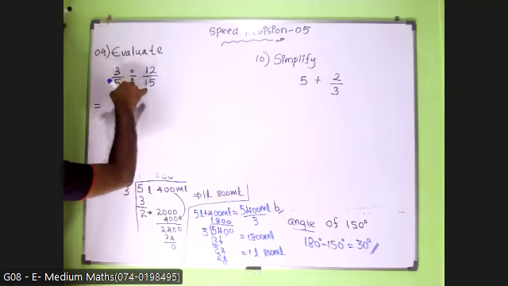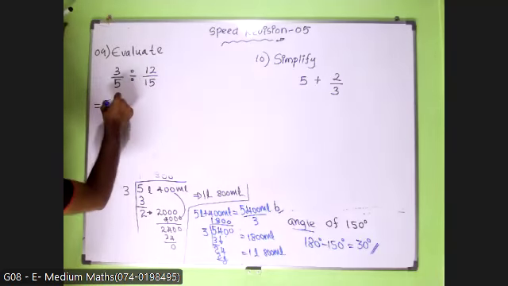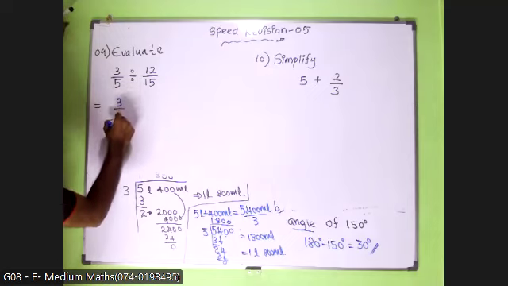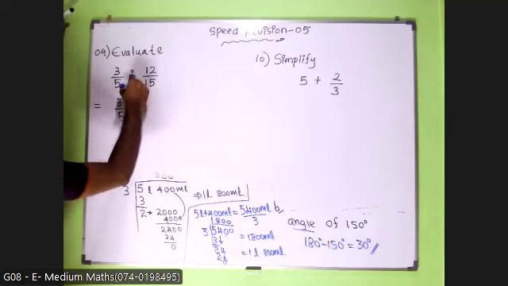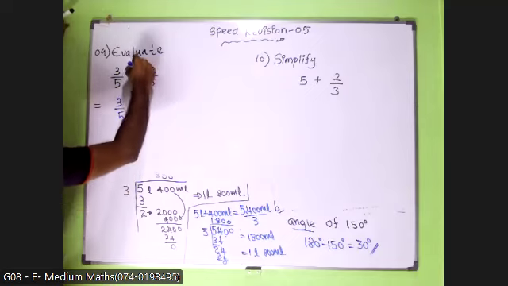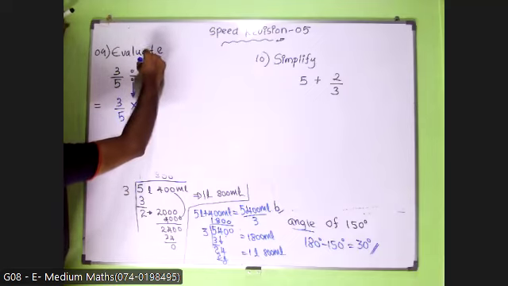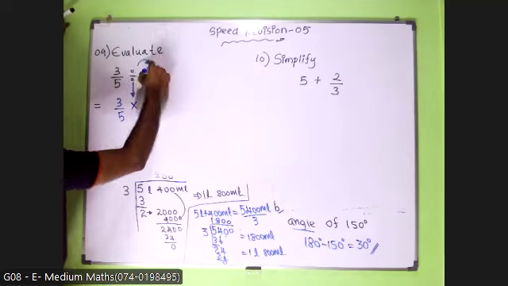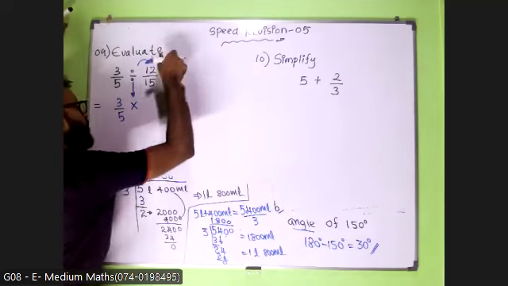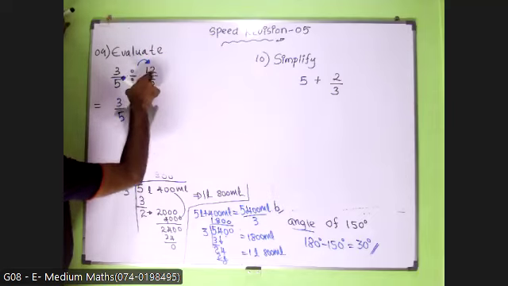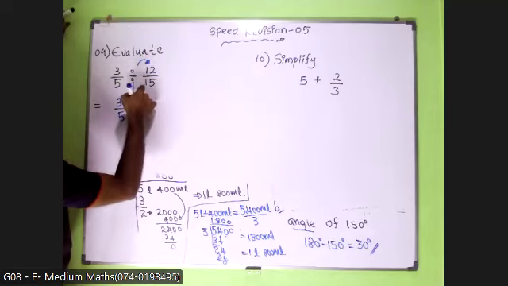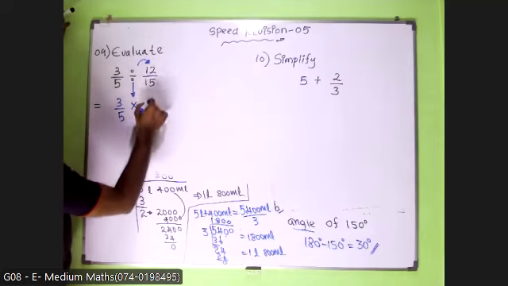Evaluate 3/5 divided by 12/15. Here you have division. Division can be converted into multiplication. If you convert this division into multiplication, what happens to the right hand side fraction? You have to take the reciprocal, upside down. Numerator 12, denominator 15. So you take the reciprocal.